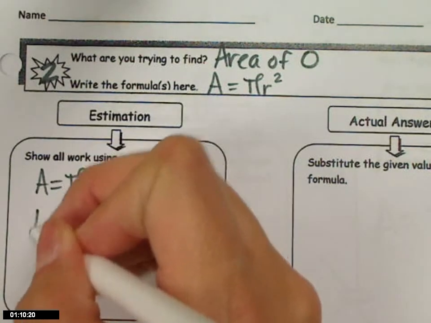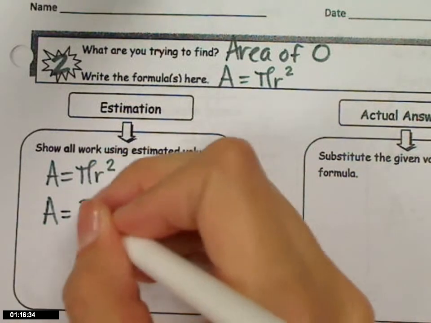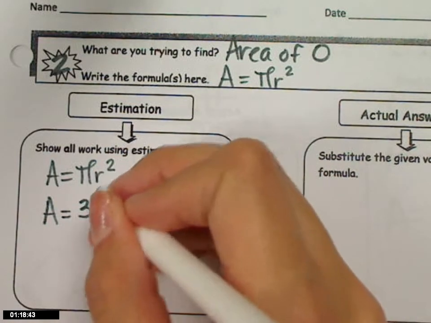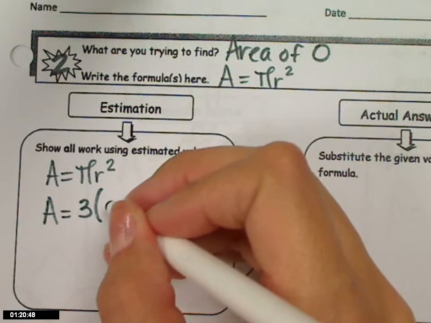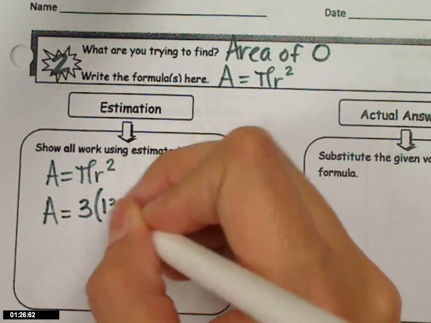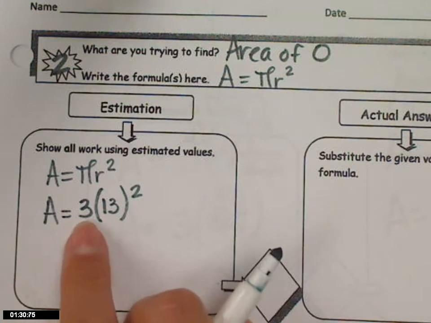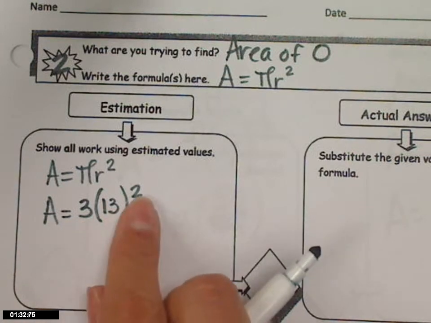Now, since I'm estimating, what do I change pi into? 3, right? I'm going to use 3 for pi. And then I said that 12 and a half was my radius, but again, I want to estimate, so what can I change it to? 12 or 13. Yeah, 12 or 13. Let's try 13. So I have area equals 3 times 13 squared.